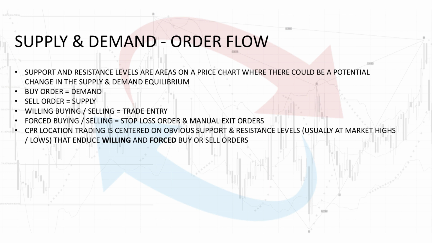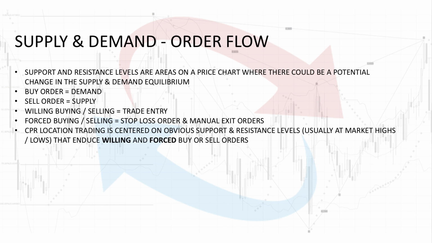So buy orders are demand and sell orders are supply, and demand and supply can be broken down into 2 categories, which is willing and forced. So you have willing and forced demand, and you have willing and forced supply.